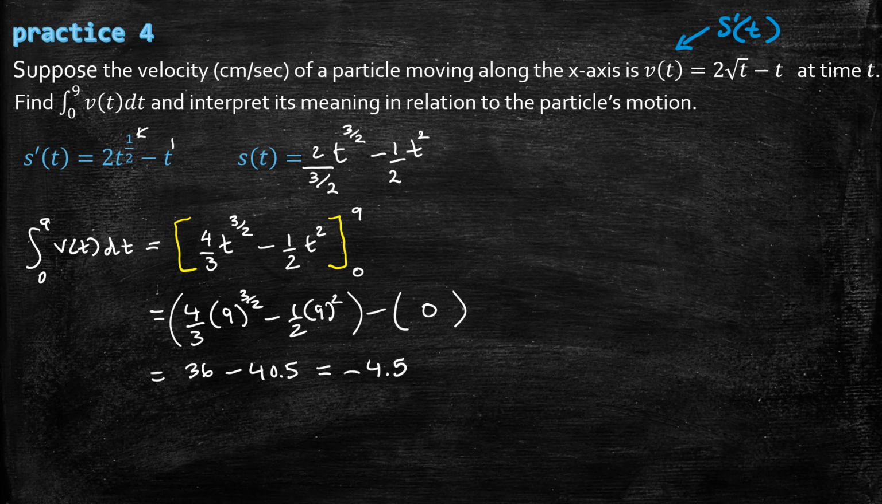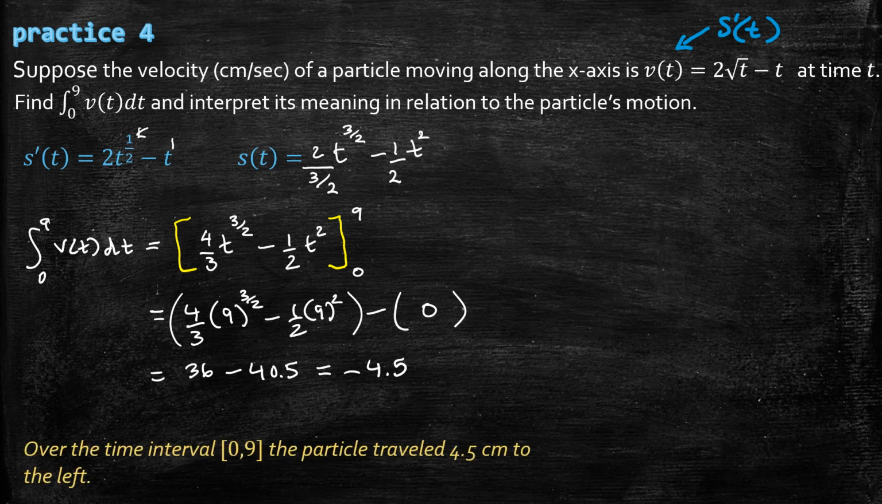So what information does that give us? That tells us that over the time interval 0 to 9, the particle traveled 4.5 centimeters to the left. That's because of that negative sign. So does that mean it traveled a distance of 4.5 centimeters to the left?